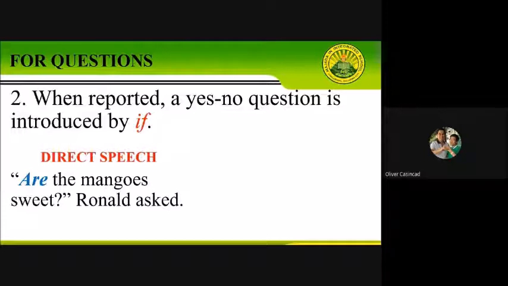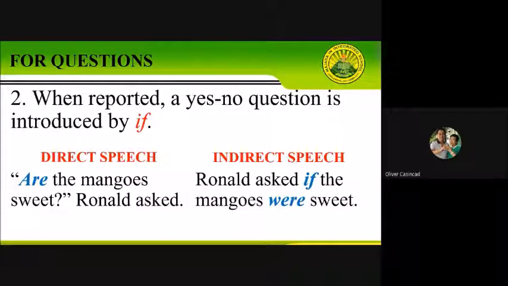The verb is are. So when you're going to change that into indirect speech, you have there Ronald, because Ronald is the speaker, asked. So that is the verb of your introductory part. If, because you are going to start with the question. If the mangoes were, why were? Take note, from are, which is present tense, we change that into past tense. So that's why we have were. Aside from that, mangoes is plural. We are not allowed to use was. So Ronald asked if the mangoes were sweet. Take note of the changes.